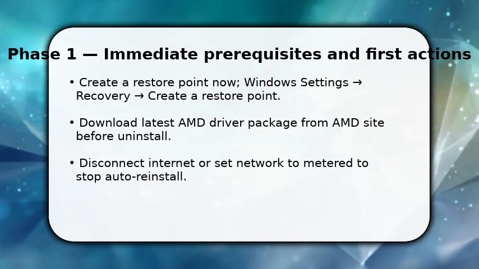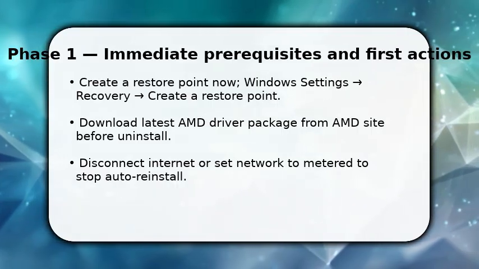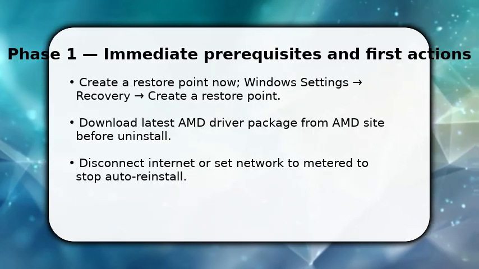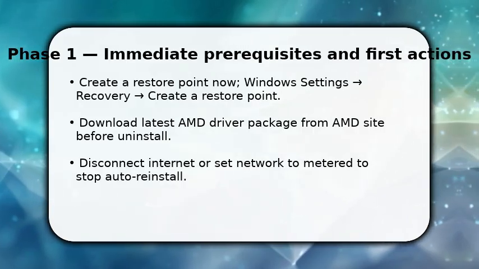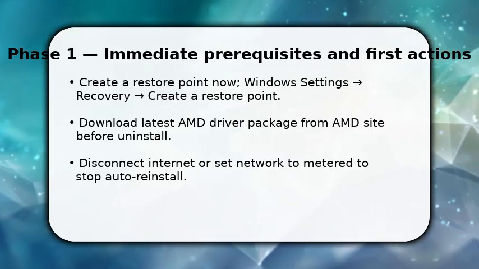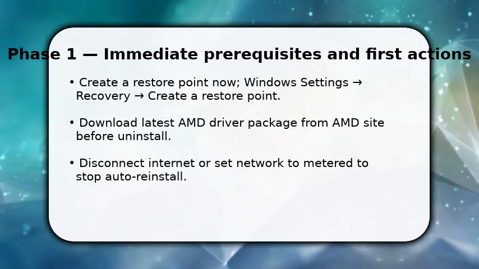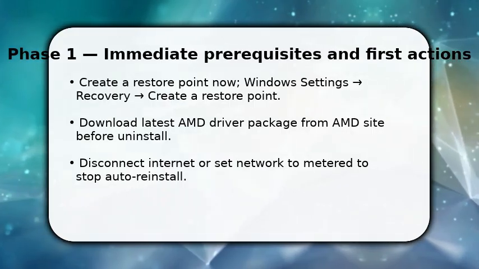You start by creating a restore point so you can revert if needed. Next, download the current AMD driver package from AMD's website. Keep the installer ready. Once done, disconnect the PC from the internet or set the connection to metered to prevent Windows from automatically reinstalling a generic driver.